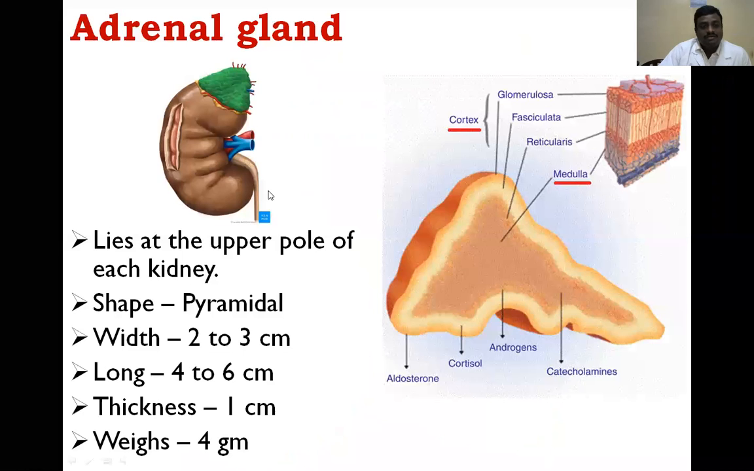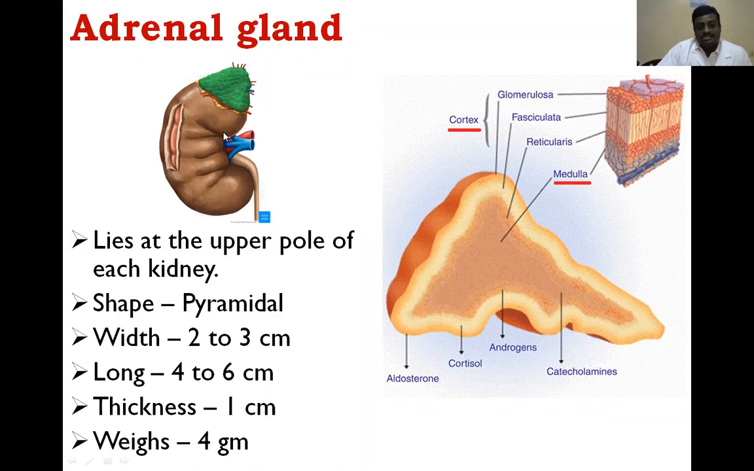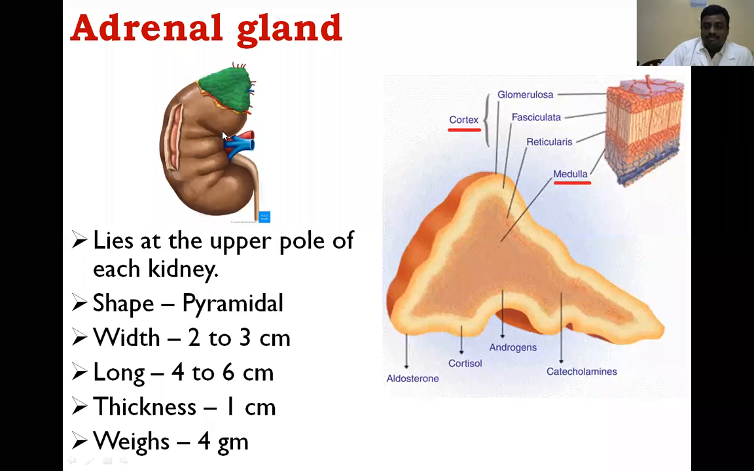So, basic thing, where is the adrenal gland situated? The adrenal gland is situated above the upper pole of the kidney. Both kidneys have these adrenal glands at the upper pole. This adrenal gland is a pyramid-shaped gland.